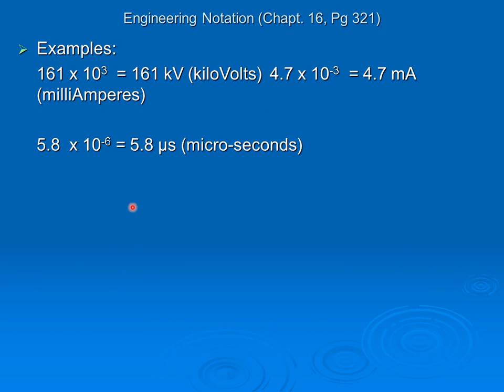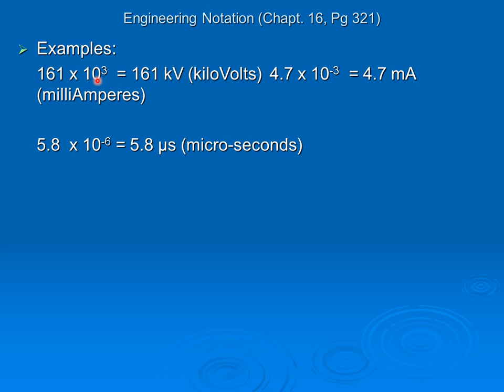For example, let's say you have a number like 161 times 10 to the power 3 volts. Instead of writing 10 to the power 3, we replace it by a prefix. Since this is 10 to the power 3, that means kilo, we just use K for kilo. So that K is a prefix to your unit.